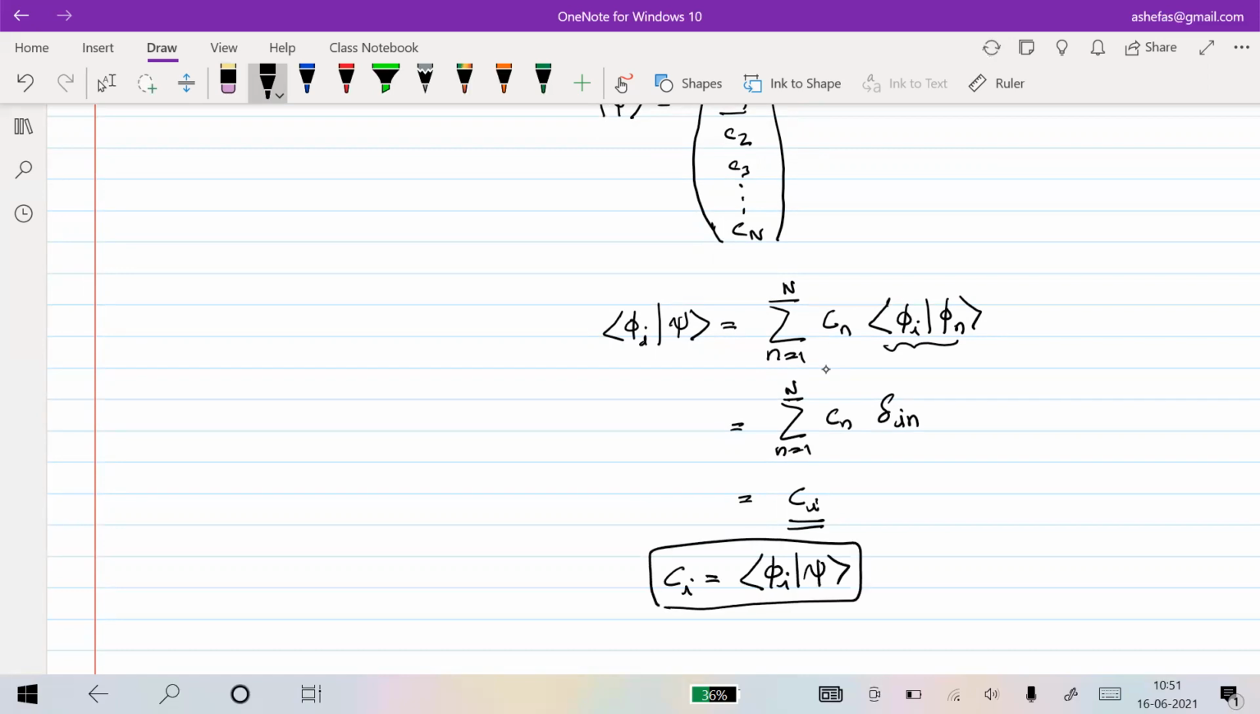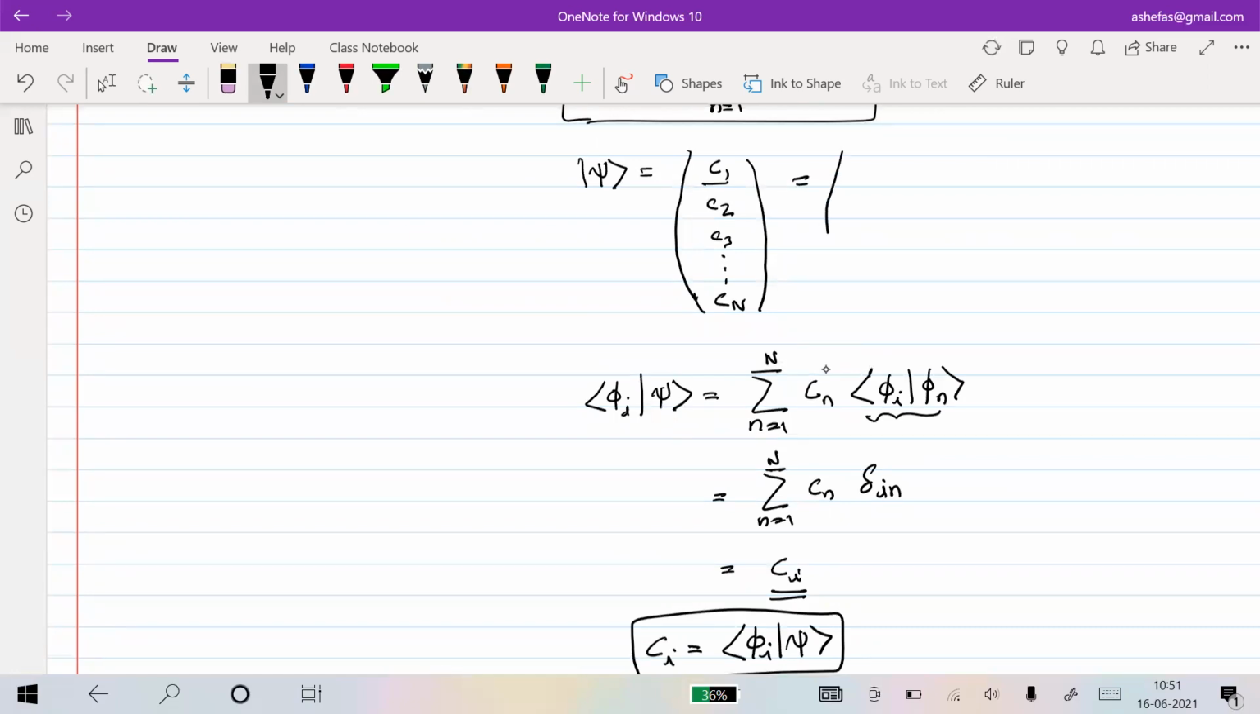If you use this result, we can write the vector ψ as a column with entries: the inner product ⟨φ_1|ψ⟩, the inner product ⟨φ_2|ψ⟩, and so on, up to the inner product ⟨φ_N|ψ⟩. So this is the matrix representation of the ket vector ψ for a vector in an N-dimensional vector space. If it is an infinite dimensional vector space, the only difference is that this would be an infinitely long column vector. It will go up to infinity, because in the case of an infinite dimensional vector space there will obviously be infinite basis vectors, so it will have infinite components. That is the only difference.